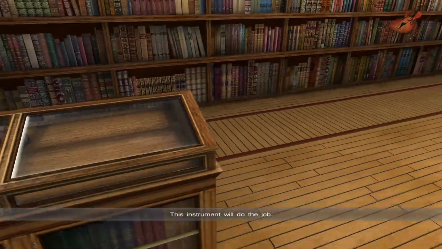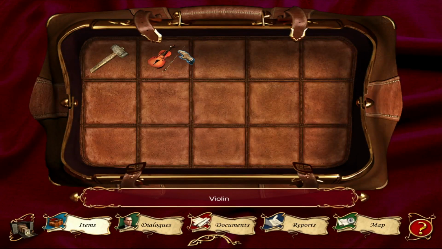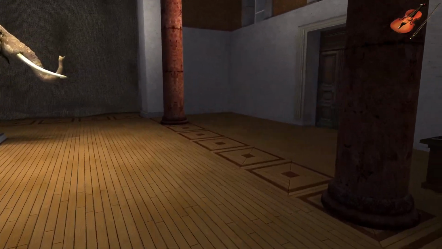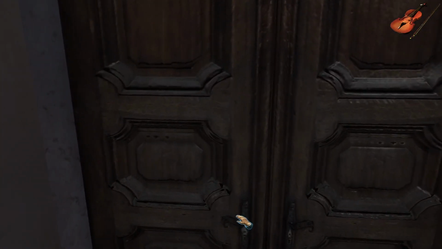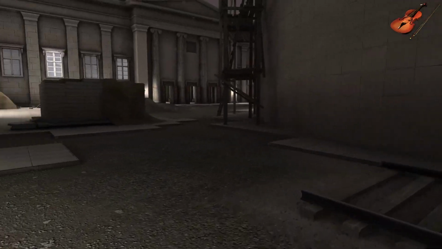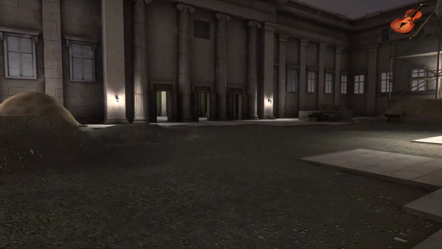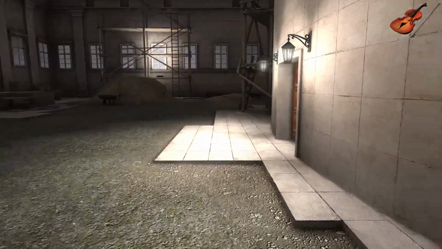This instrument will do the job. Okay, I guess we're equipping this and playing whatever this song is for him. Lupin, you are a brilliant man, but you're a real bastard.